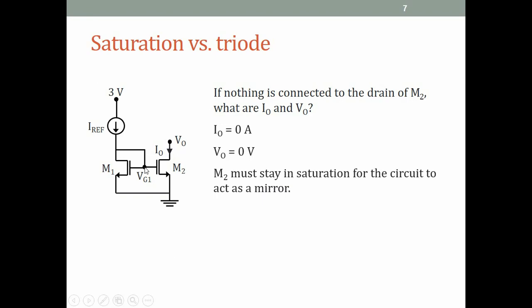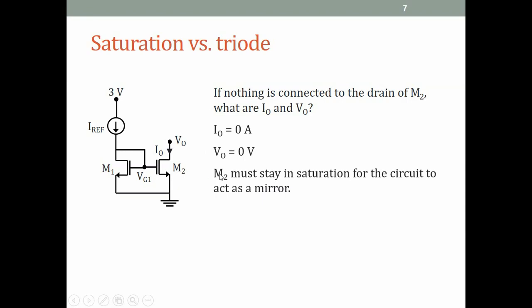And because VG1 is greater than VT, M2 has a channel. If the transistor is on, it has a channel, but it is carrying no current. And if a MOSFET is on but carrying no current, then the only way that is possible is if its VDS, the drain source voltage, is 0. So in this circuit, VO will be 0.